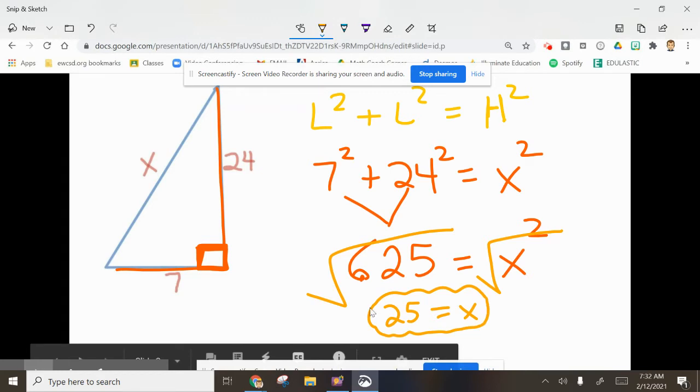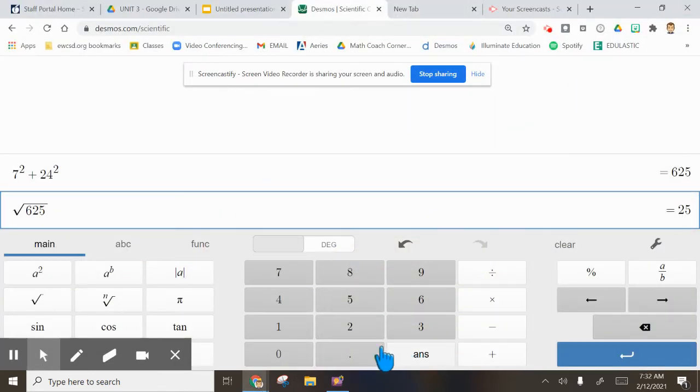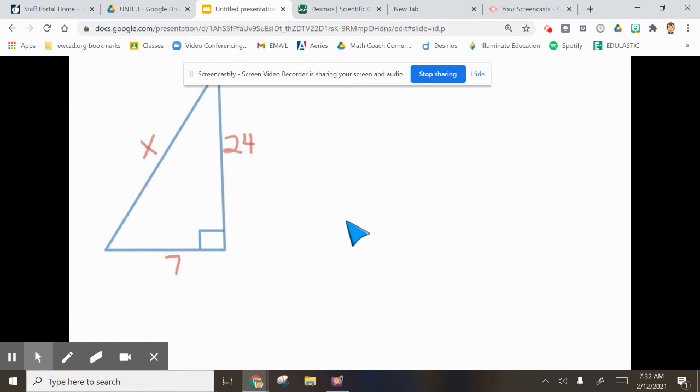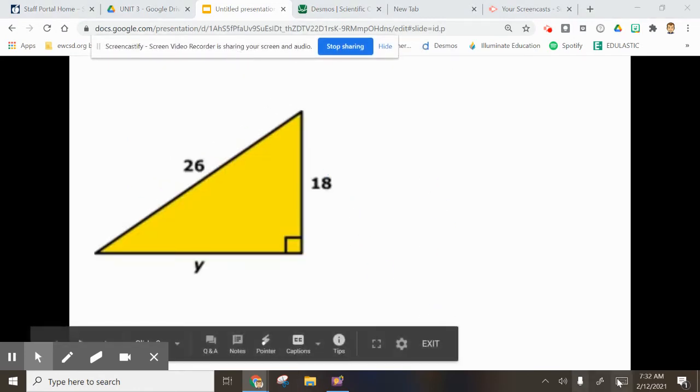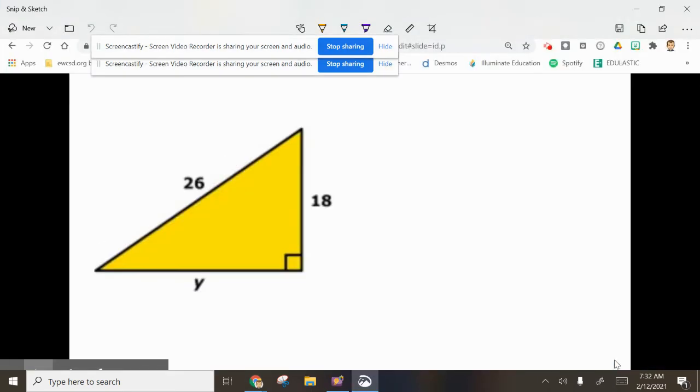All right, now let's go ahead and try a different one. We're going to do one more triangle problem. One more, and this is a great one. I think you even had it on your quiz at one point. So let me take a screenshot of it.